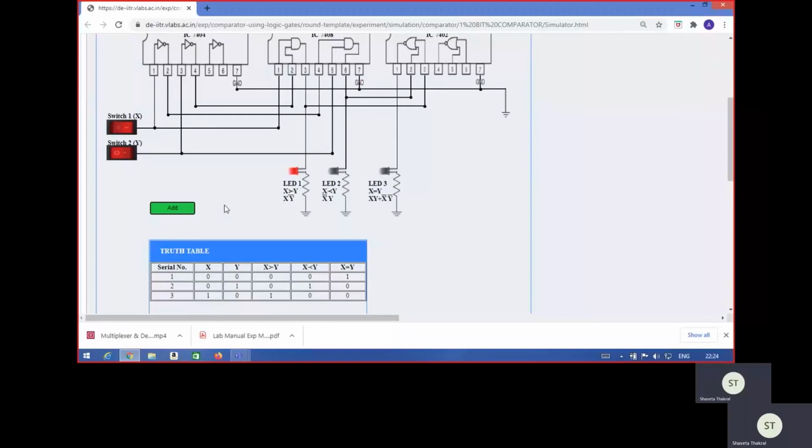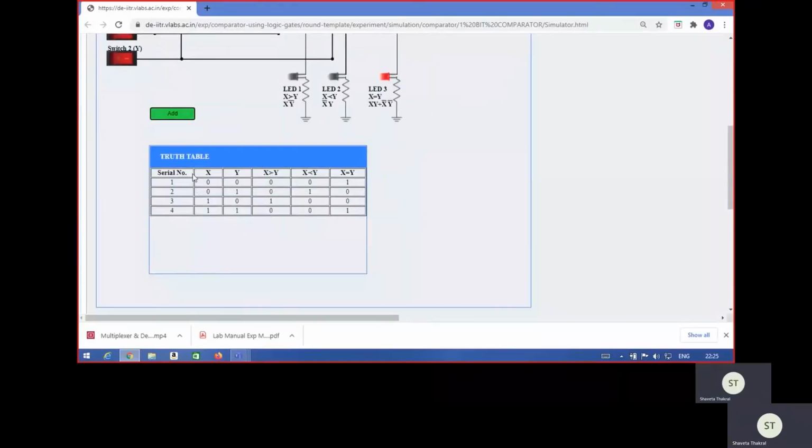And finally, we are going to check x 1 and y 1. So x is already 1 and y we can put to 1. And if both are 1, then obviously x is equal to y. So that decision is taken on the third output line. And LED 3 starts glowing now, and we can add it to the truth table.